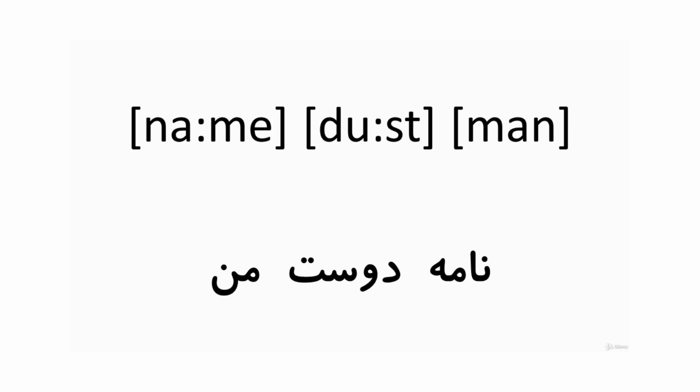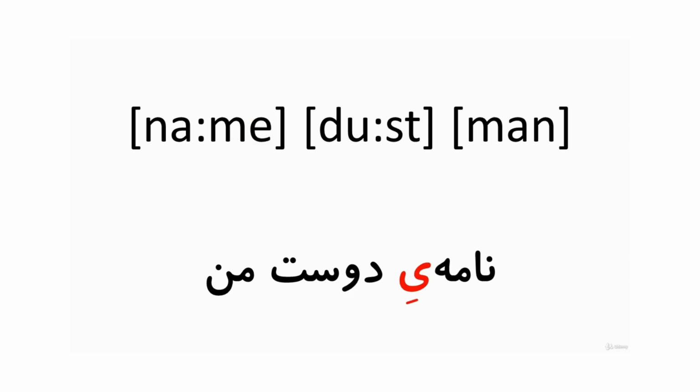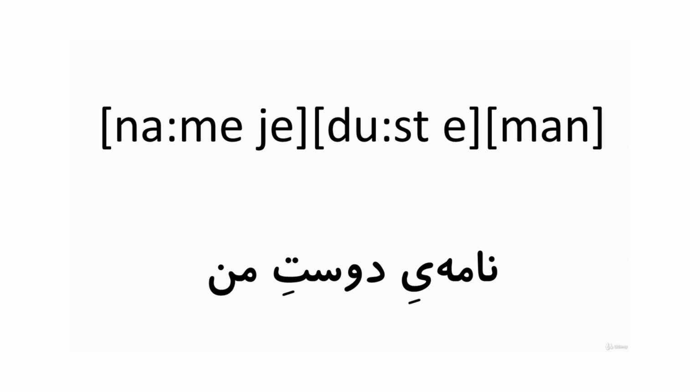Now, we want to relate them to each other. The first word ends with E. It's one of the three letters I just mentioned. So we add Y to show Name belongs to dost. Name. And for the second part, as dost ends with t, it's easy. We just add e to show dost belongs to man. نامه دوست من.